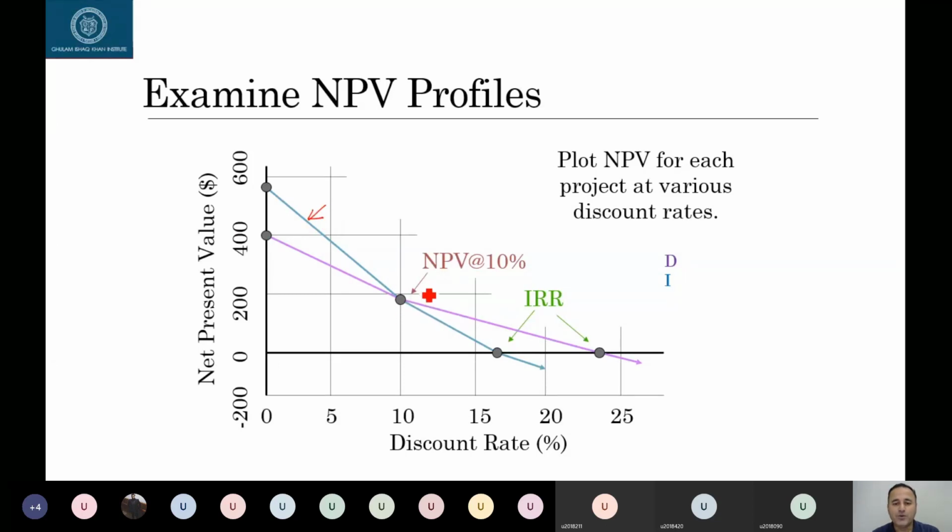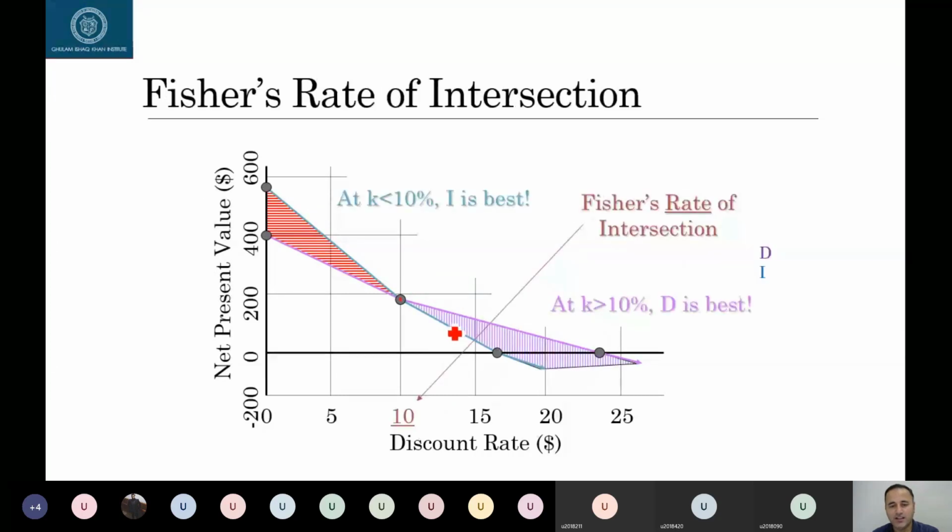So the net present value at 10%, at this point, both of the projects are actually equally attractive. But if the discount rate, which is the required rate of return, is more than 10%, you can see that this D is more lucrative, because the required rate of return is more than 10%.